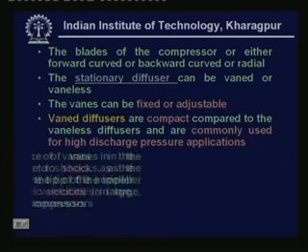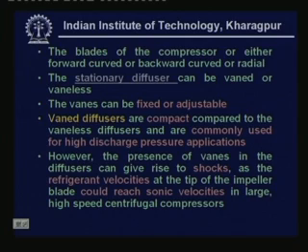However, vane diffusers have one disadvantage. The presence of vanes in the diffusers can give rise to shocks, as the refrigerant velocities at the tip of the impeller blade could reach sonic velocities in large high speed centrifugal compressors. So what happens in large high speed centrifugal compressors is the tip speed will be very high. Once the tip speed is high, the refrigerant velocity at the tip of the impeller also will be high, and it may so happen that it is higher than the sonic velocity.